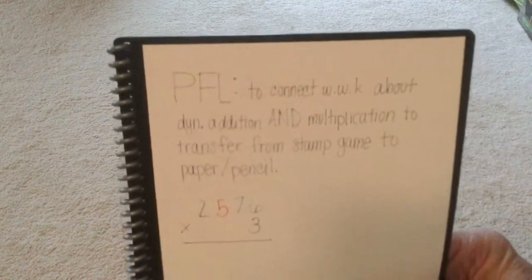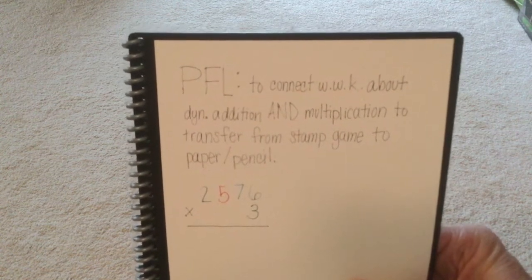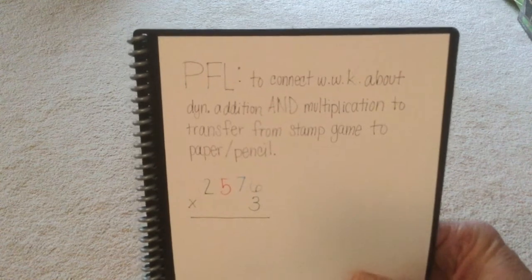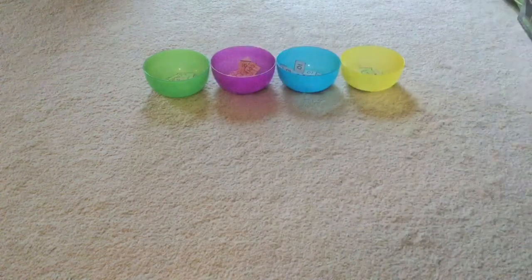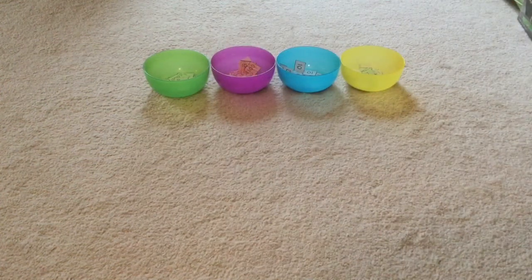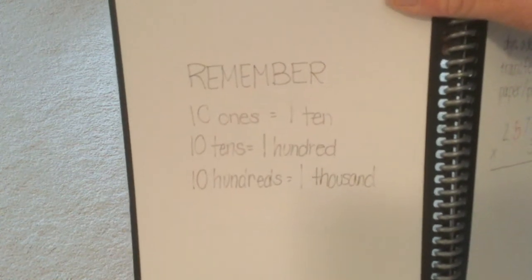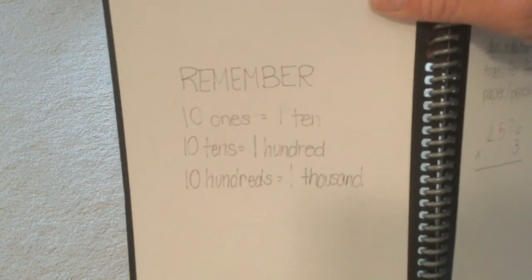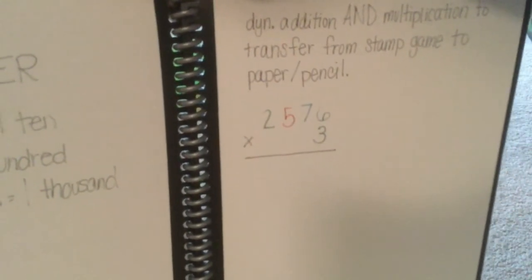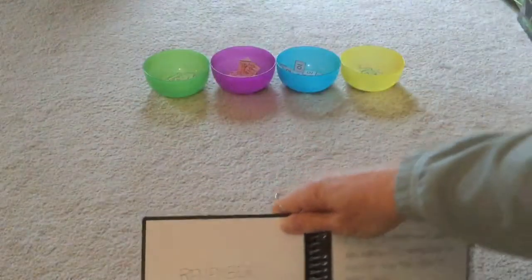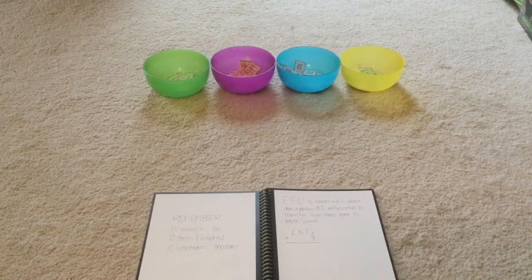So today our purpose for learning is to connect what we know about dynamic addition and multiplication to transfer from Stamp Game to paper and pencil. So I have one equation set up already. I have a quick reminder to remember that 10 ones equals 10, 10 tens equals 100, and 10 hundreds equals 1,000. So our first equation is set up as 2,576 times 3. So now I'm going to take it to my Stamp Game and we're going to walk through how this will transfer to paper and pencil.